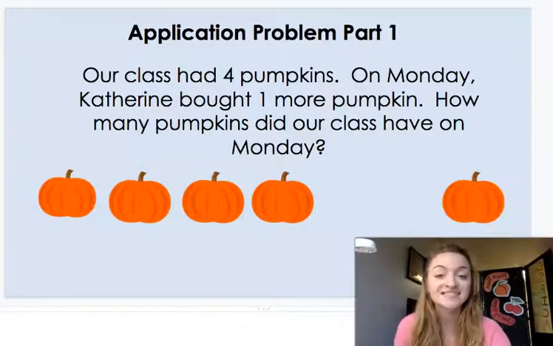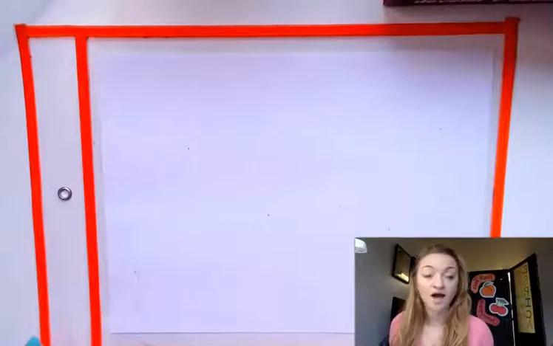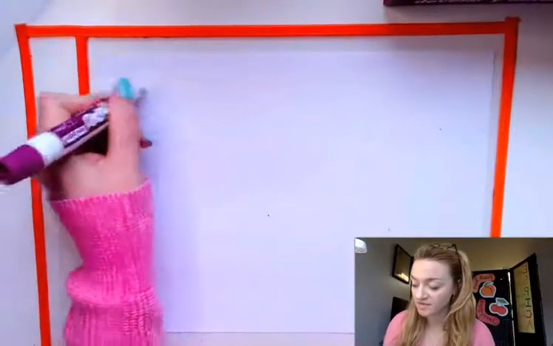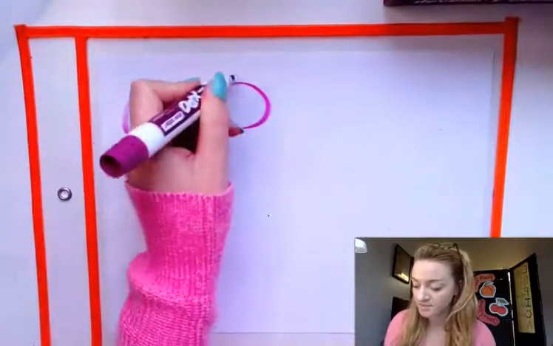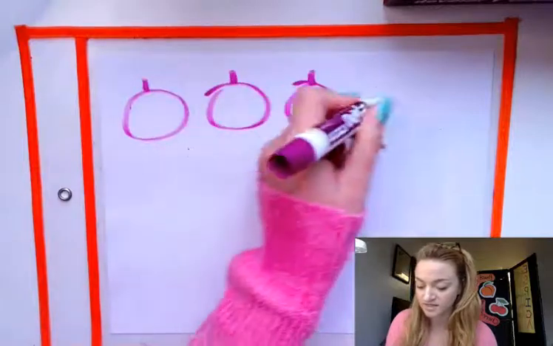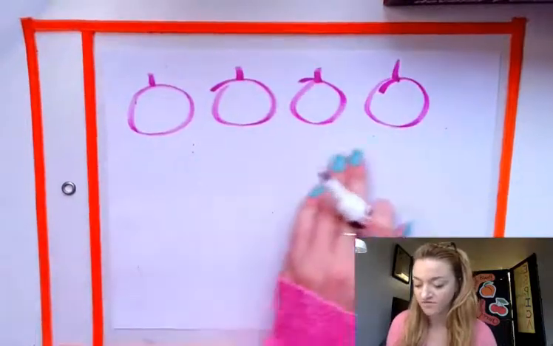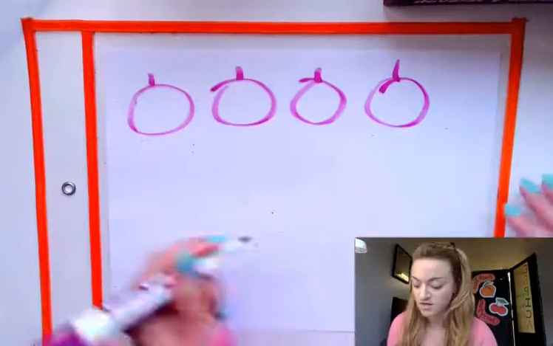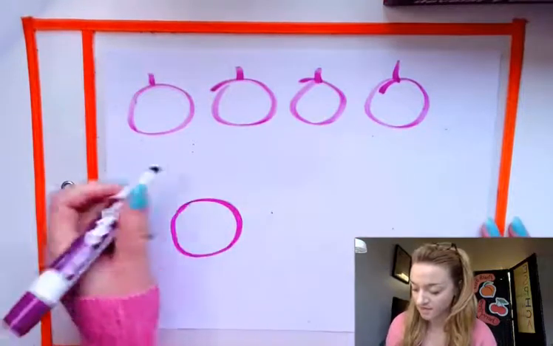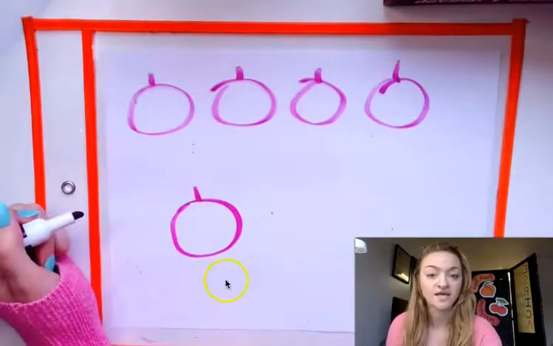Let's see if we can sketch this problem with pictures. I already put some pumpkins on the slide so you can use them to help you with your picture. And I'll show you what my picture looks like right now. All right, so I have my whiteboard right here, and my pumpkins are gonna be circles with these little sticks for the stems. So I have the 4 pumpkins, and then I'm gonna have this other one that our friend Catherine bought.